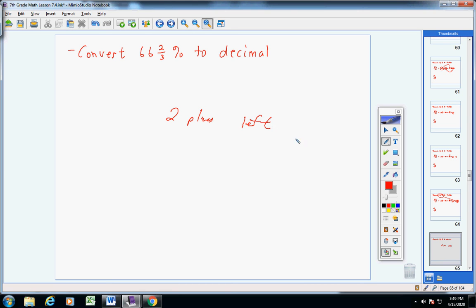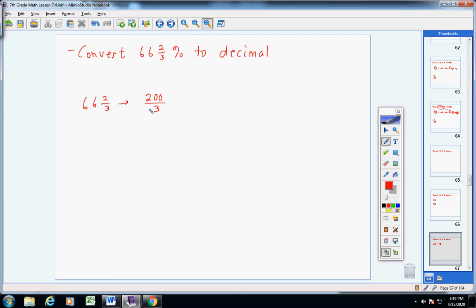But we can't do that, guys. We can't do that because we don't have this percentage in decimal form. So here we go. How do we make this a decimal? Do you remember? Now some of you know 2/3 is 0.6 repeating, so you know it's 66.6 repeating, and that's great. But for those that don't remember that, here's what we do.